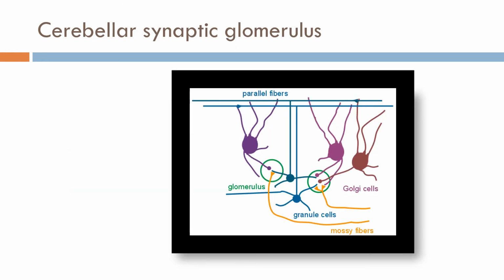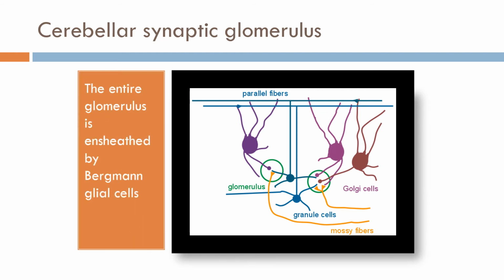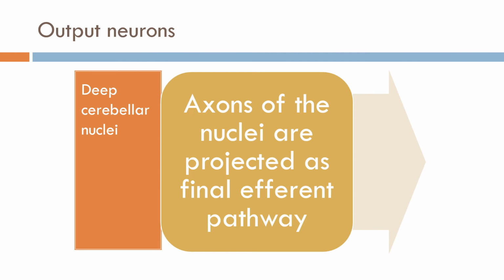So this is the cerebellar glomerulus. Center is the mossy fiber and the dendrites of the granule cells and the axons of the Golgi cells. The entire glomerulus will be surrounded by the Bergmann glial cells. Deep cerebellar nuclei. From the deep cerebellar nuclei, the input we have seen. Now the output neurons. From the deep cerebellar nuclei, axons of the nuclei are called the final efferent pathway.